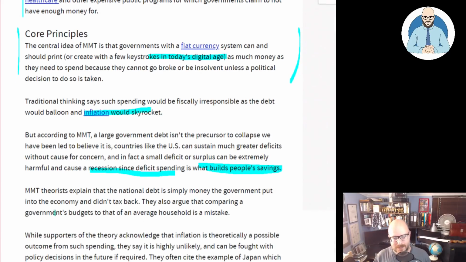MMT theorists explain that the national debt is simply money the government put into the economy and didn't tax back. They also argue that comparing a government's budget to that of an average household is a mistake. Because an average household doesn't have the ability to create currency out of thin air. We have to work for our currency.